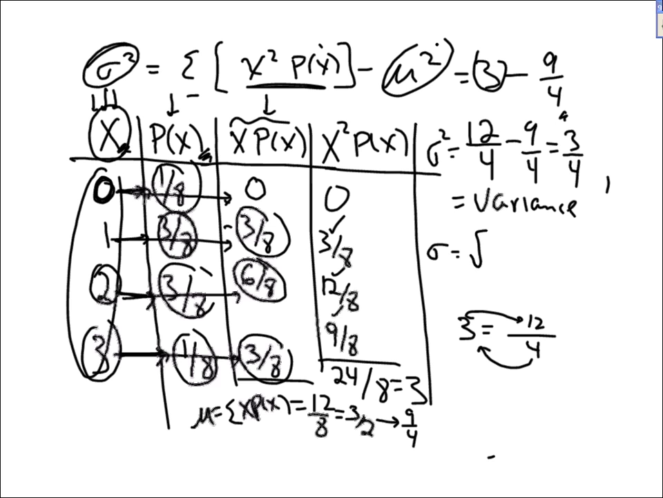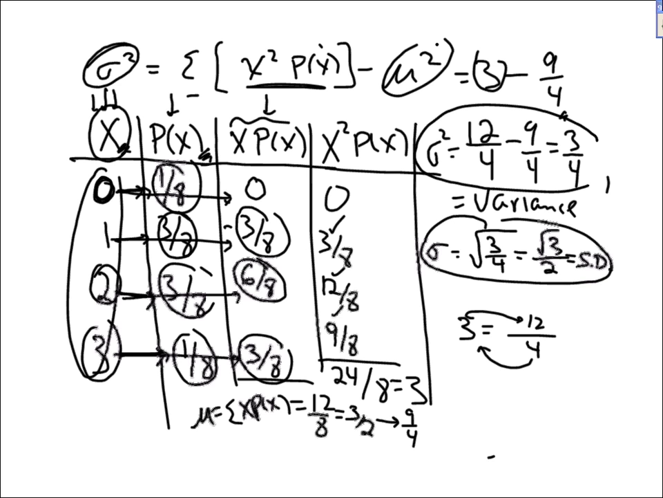Sigma is just the square root of 3 quarters. I do not know the square root of 3, the numerator, but I do know the square root of the denominator. Square root of 4 is 2. That's your standard deviation. The same two values that we got before. Sigma squared is 3 quarters. Sigma is the square root of 3 quarters, which is square root of 3 over 2. Okay. Me, I like the other way better, but a lot of students like to do this one. I think I like the other way better because I remember that formula.